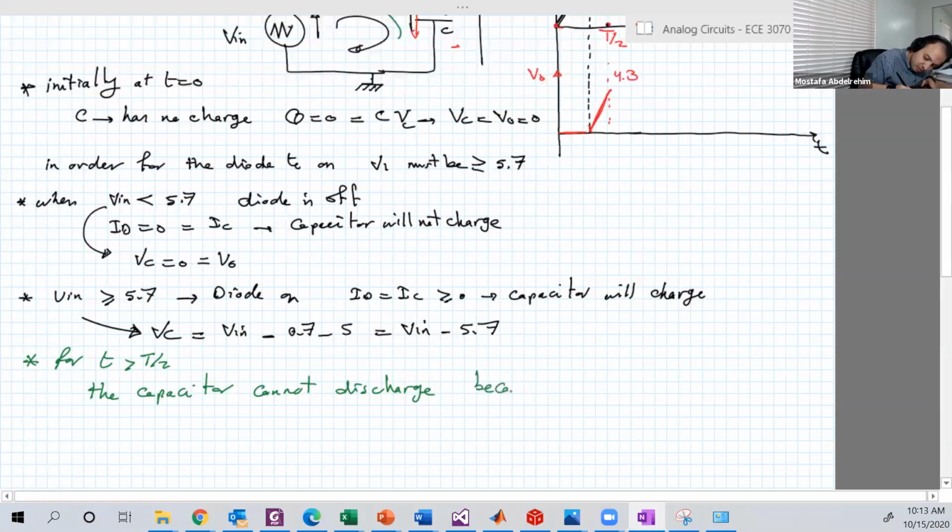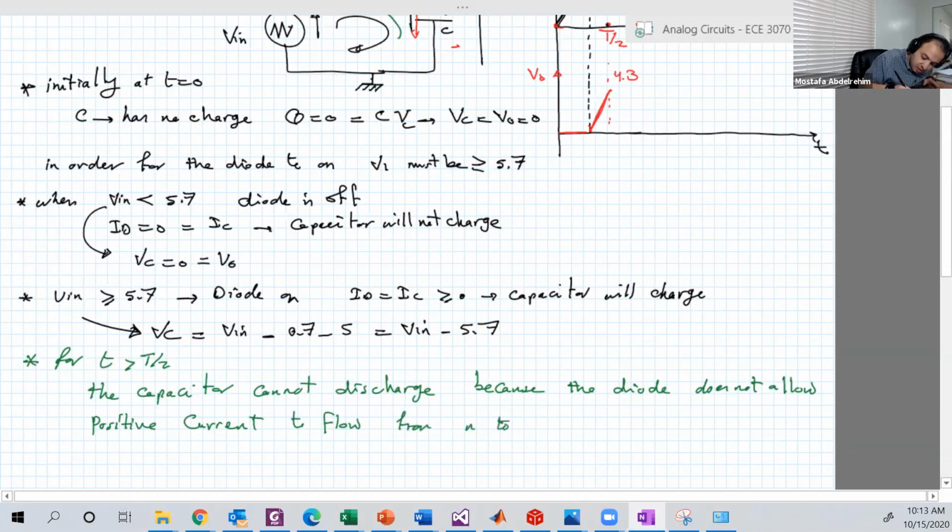Because the diode does not allow positive current to flow from its N to its P in that way. This is not gonna happen.